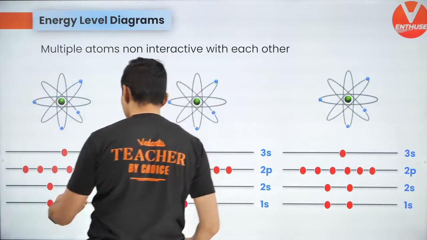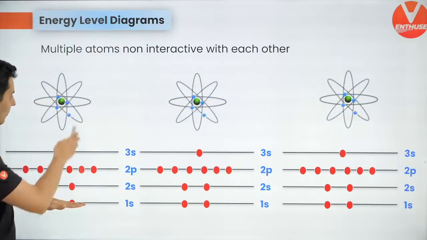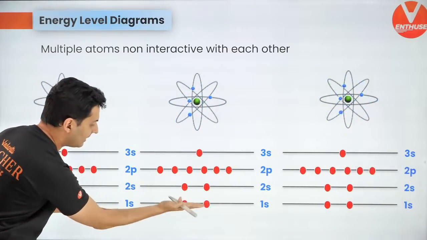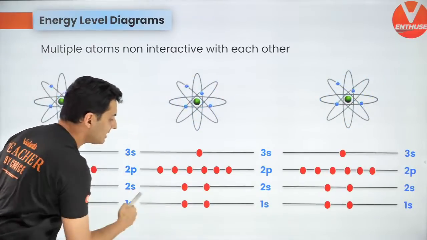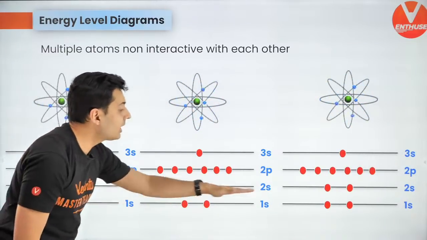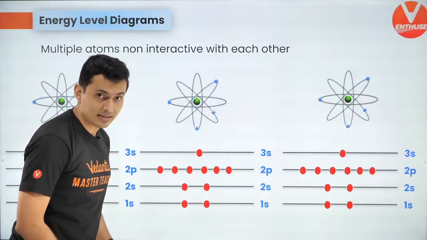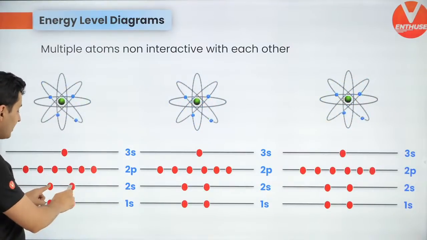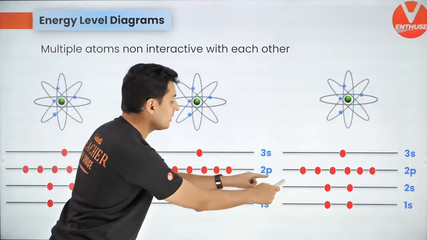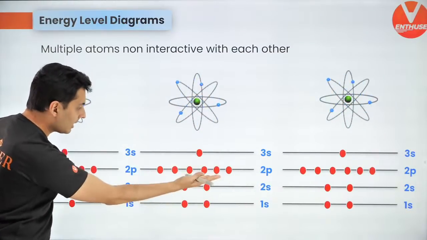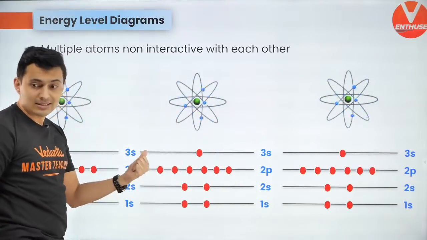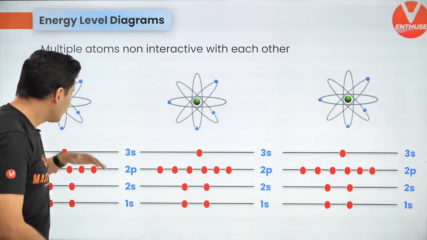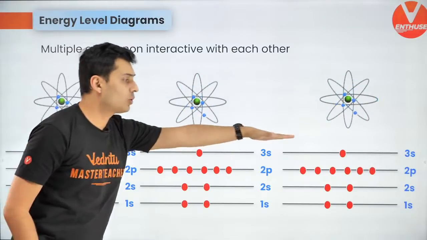So what you are going to see is the 1s of this atom will interact, and you will get two new energy levels. If 3 atoms interact, you will get 3 new energy levels for 1s. Similarly, 2s of this, 2s of this, and 2s of this. If 3 atoms interact, you will see 3 new energy levels being formed because of these 3 atoms. And similarly for the 3s of the outermost shell.